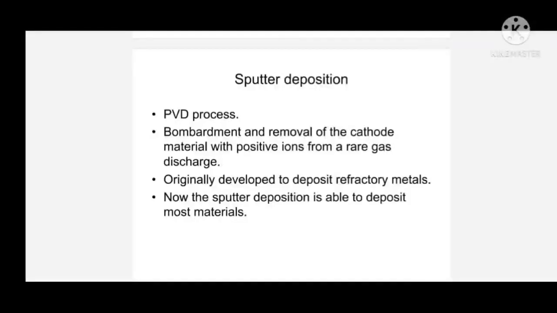Now I am explaining about sputter deposition. PVD process, bombardment and removal of the cathode material with positive ions from the rare gas discharge, originally developed to deposit refractory metals. Now sputter deposition is able to deposit most materials.